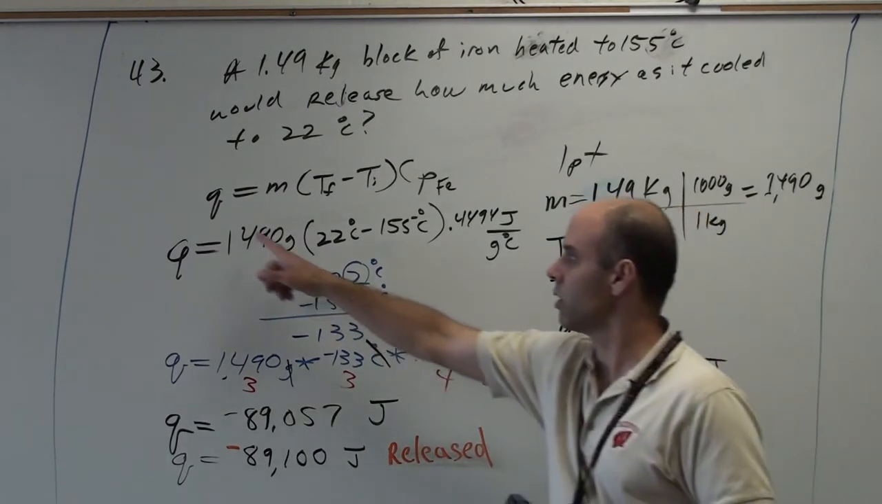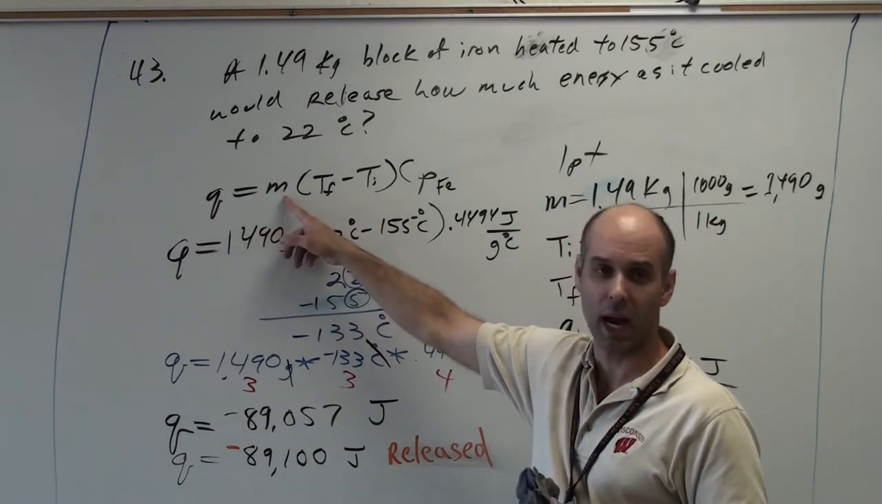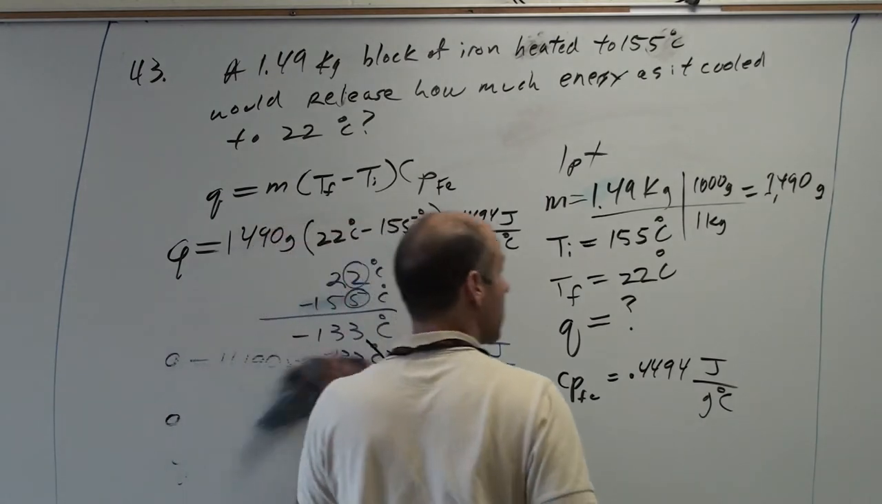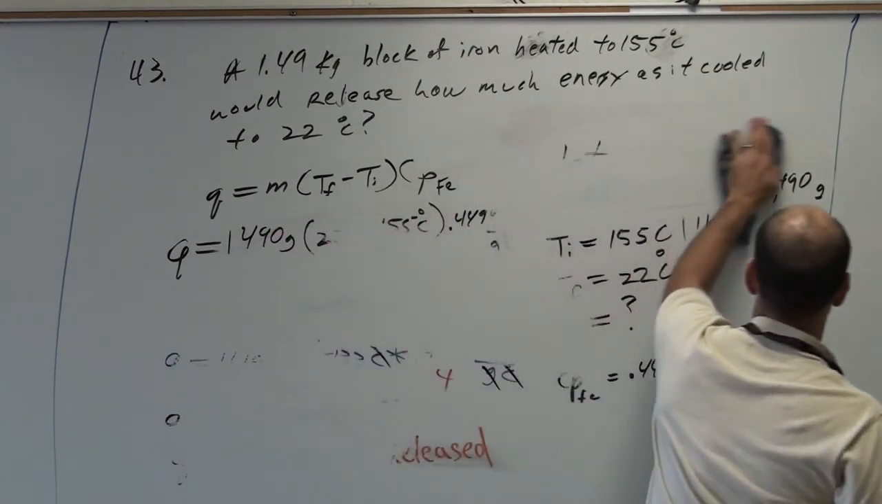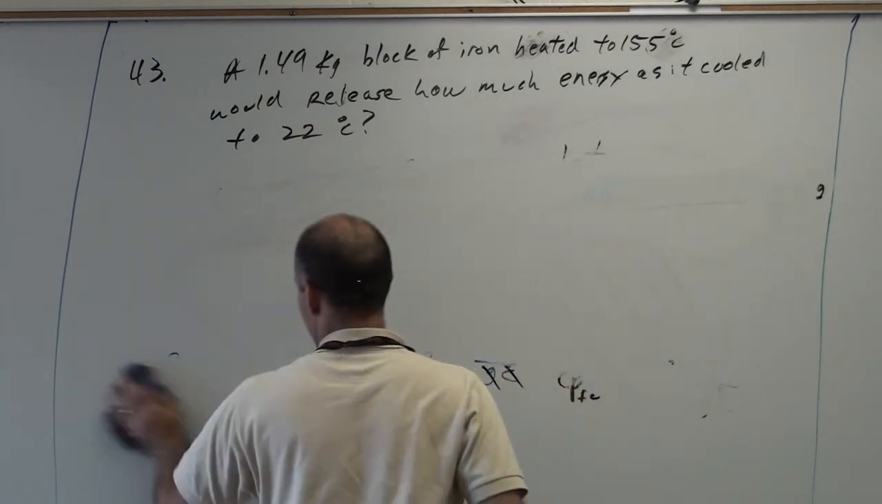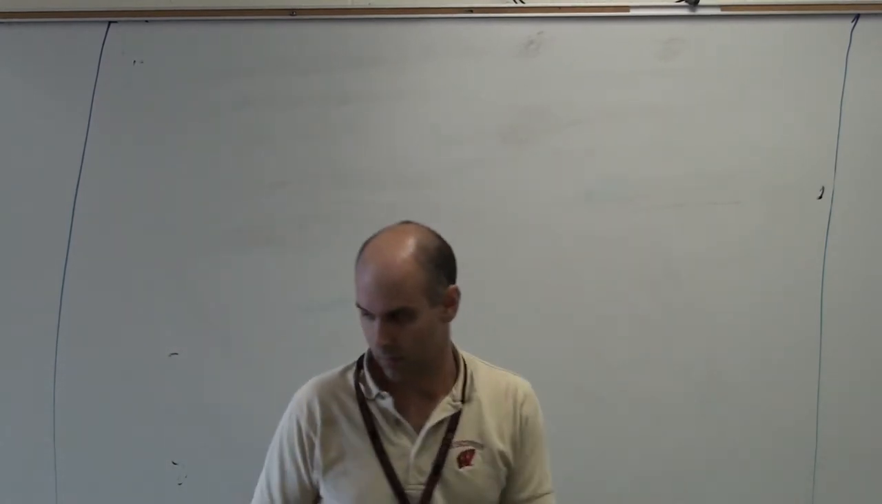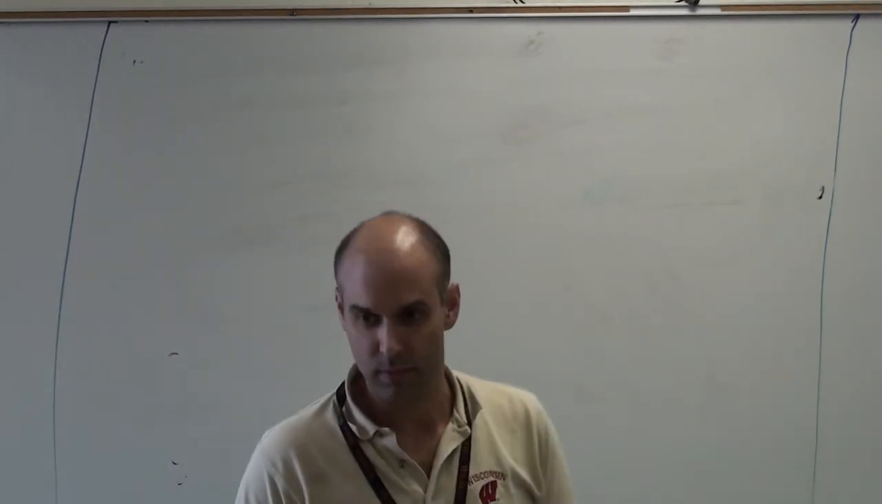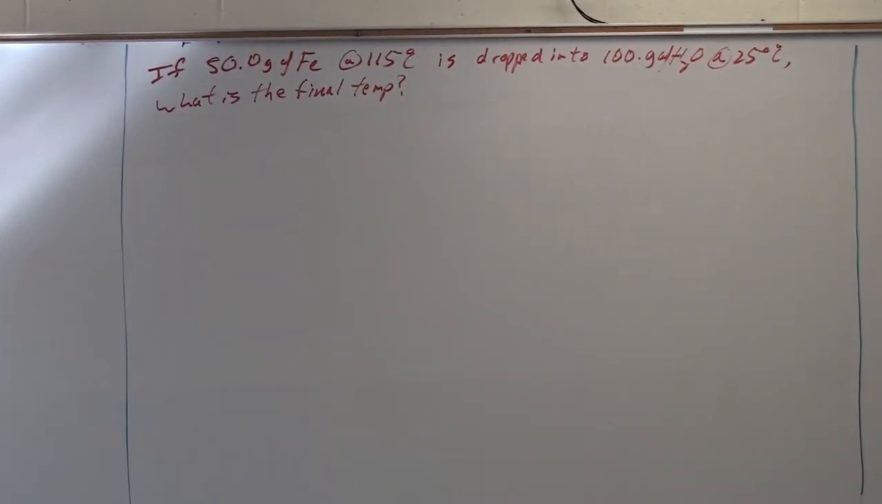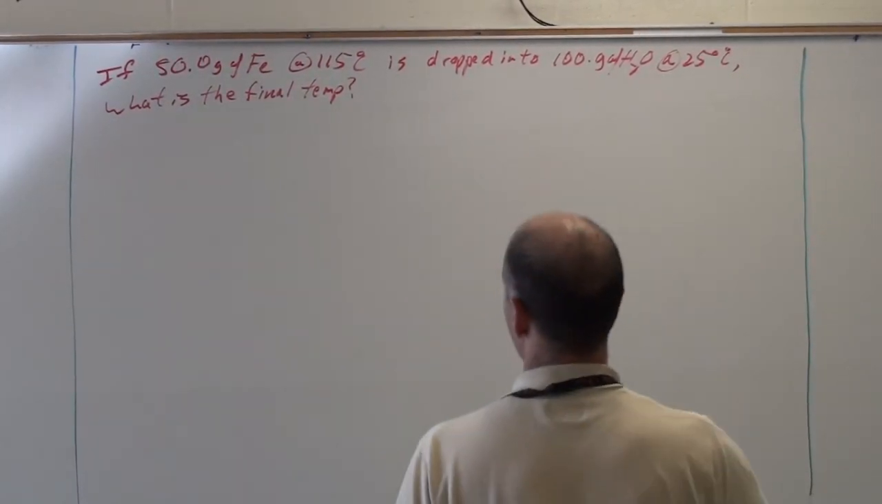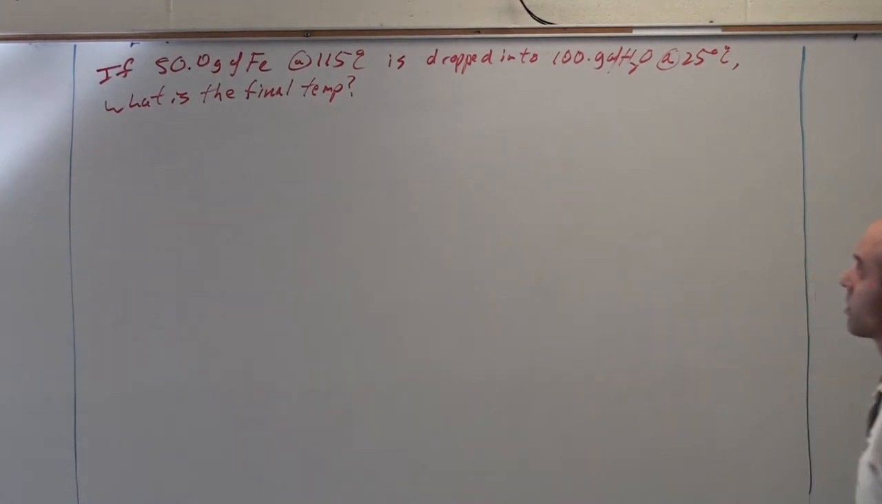Now, here we solve for Q, but we could have solved for mass. We could have solved for final temperature. We could have solved for initial. We can solve for any of those. Let's try a trickier one. So if 50 grams of iron at 115 degrees Celsius is dropped into 100 grams of water at 25 Celsius, what is our final temperature?